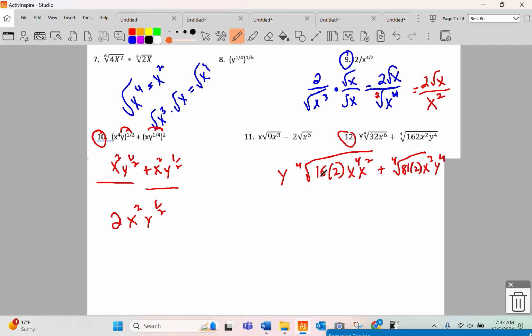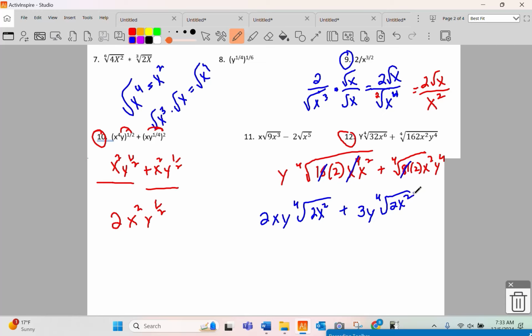Let's start evaluating. The 4th root of 16 is a 2. The 4th root of x to the 4th is an x. And I have my y from previously. That leaves me with a 2x squared on the interior. Moving on, the 4th root of 81 is 3. I cannot take the 4th root of x squared, but I can take the 4th root of y. So that gets there. And what do I have left inside? I have 2x squared.